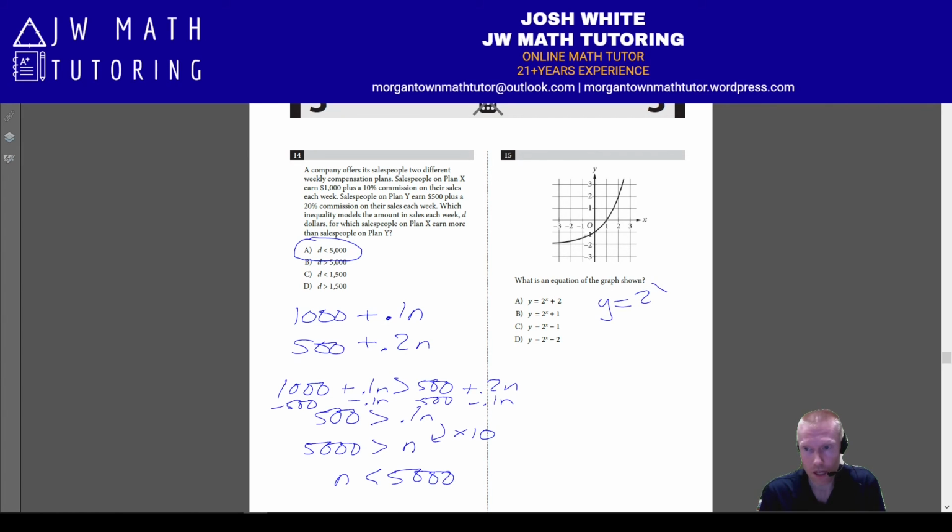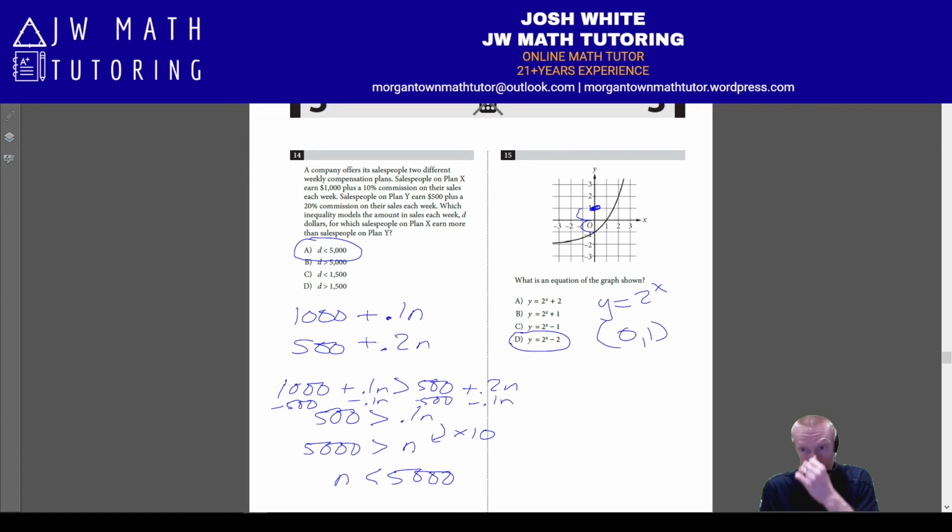So y equals 2 to the x. If you plug in 0 for x there, 2 to the 0 is just 1. So the parent function will go through (0, 1) right here. So basically what you could do is notice it's shifted down 2 units, 1, 2, because it crosses down here at -1. So therefore, you could identify the answer as being letter D, based on that reasoning.